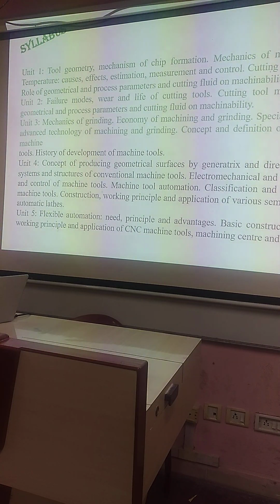Cutting tools should have high toughness and high hardness, more hardness than the workpiece. Role of geometrical and process parameters and cutting fluid on machinability. What is machinability? It is the ease of machining.